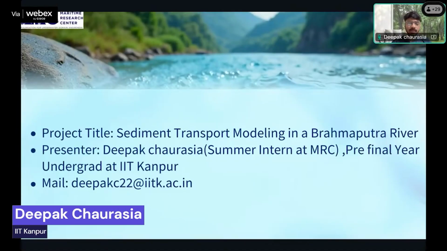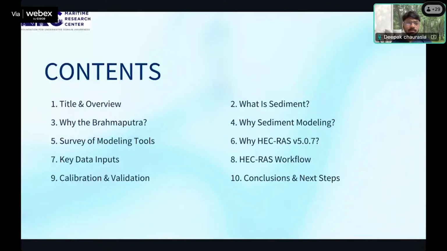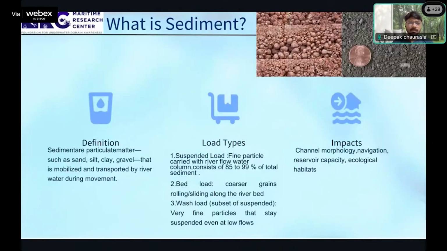I'm a pre-final year student here at IIT Kanpur and a summer intern at Maritime Research Center as a research engineer. So my project title is Sediment Transport Modeling in Brahmaputra River. Let's get started. These are the content slides that we will be going through in the upcoming slides.